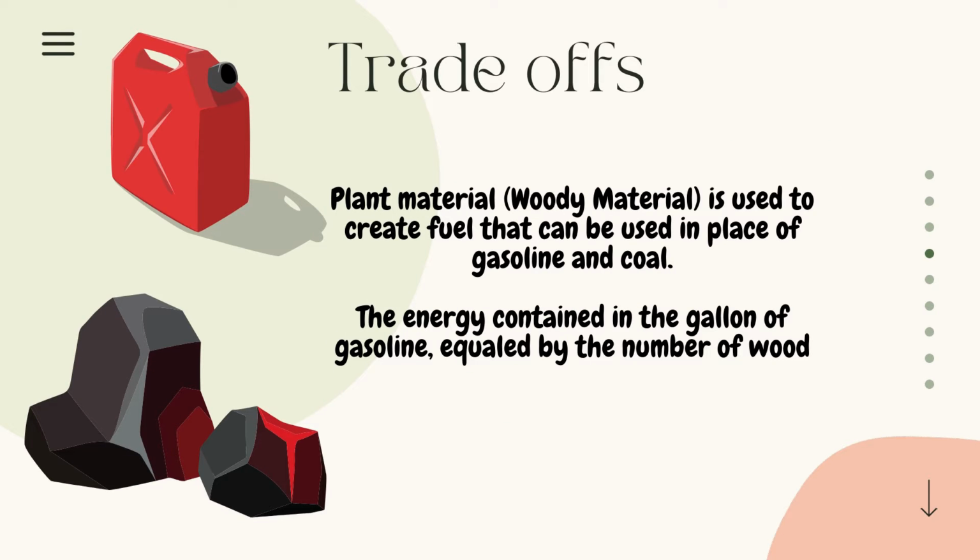For the trade-offs, plant material, where it is part of woody material, is used to create fuel that can be used in place of gasoline and coal. It is so frequently utilized because it contains a large amount of quality energy in a relatively small package, about the size of a gallon. The energy contained in a gallon of gasoline is equal to that of a certain amount of wood.